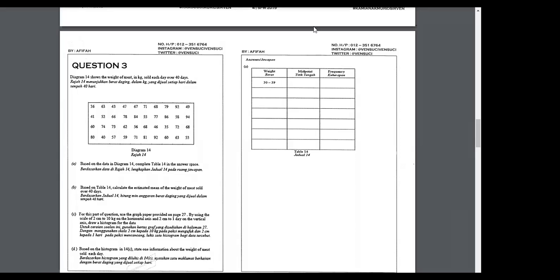So for the midpoint, the formula is lower boundary plus upper boundary divided by 2. For the lower boundary, this time you need to get the start of the class and the end of the previous class, the last one, not the current one.